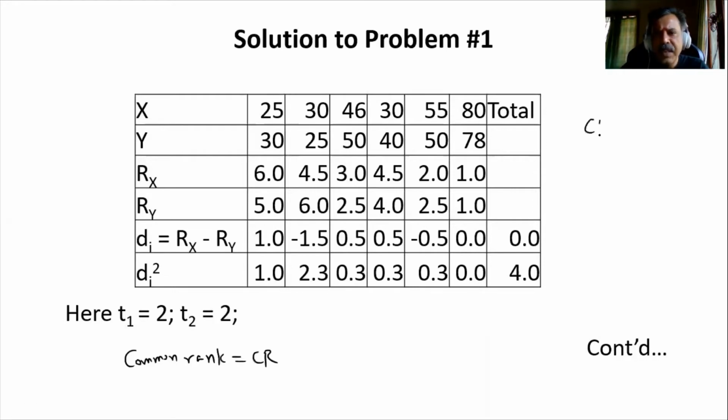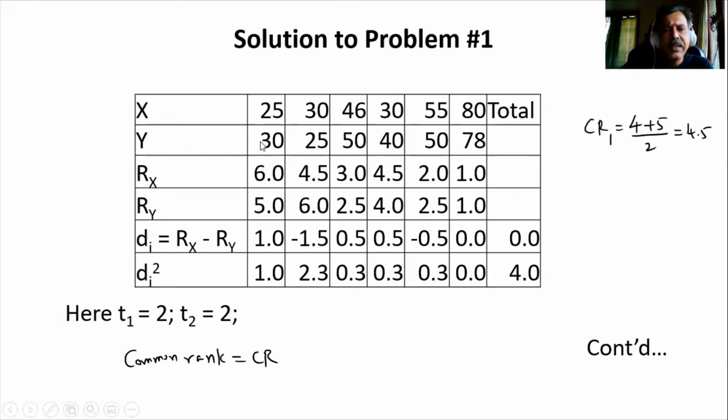Our first CR, the first common rank, is shared between fourth rank and fifth rank. So I have to take the average of that. The average of fourth rank and fifth rank will be 4.5. That is why you may notice I wrote 4.5 and 4.5 for both the 30s. Fourth and fifth ranks are already considered, so now you go to the next rank, which is sixth. The next mark, 25, is given sixth rank.